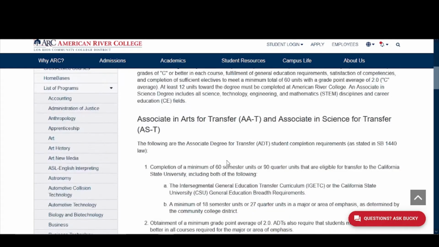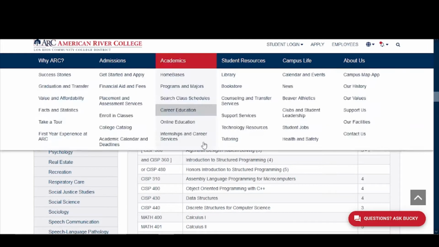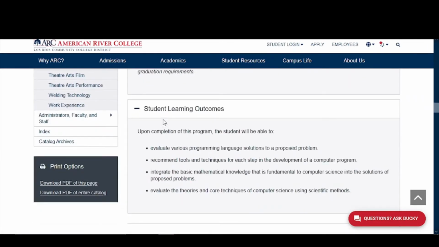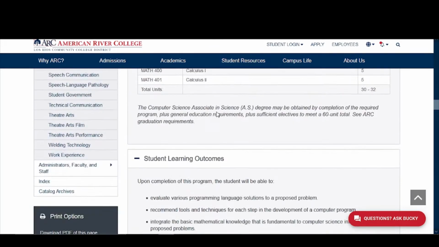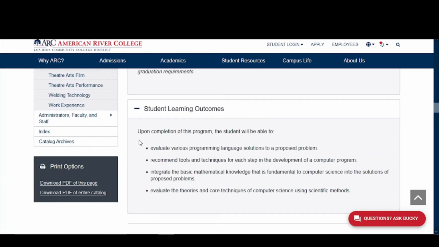They have what is known as student learning outcomes. Now these are meant to convey to employers what sort of skills someone with a certain degree will have. For example, I'm looking here at the Associate in Science in Computer Science, and it says that the student will be able to evaluate various programming language solutions to a proposed problem.